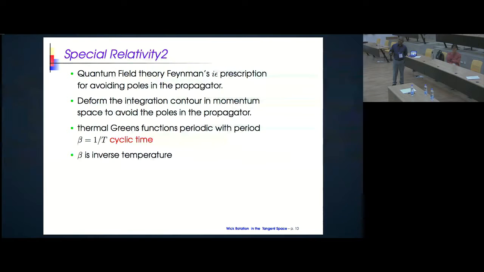So you get thermal Green's functions, which are periodic in time, with a period beta, which is the inverse temperature. And what happens when you Wick rotate is that time becomes a cyclic variable. For example, if I were to apply Wick rotation to this clock right here, which is keeping time, the time would become imaginary, and there would be 36 minutes of imaginary time. It also means that the two ends of my talk would get identified. So you guys would be sitting here forever if I Wick rotate this clock. This beta is the inverse temperature.